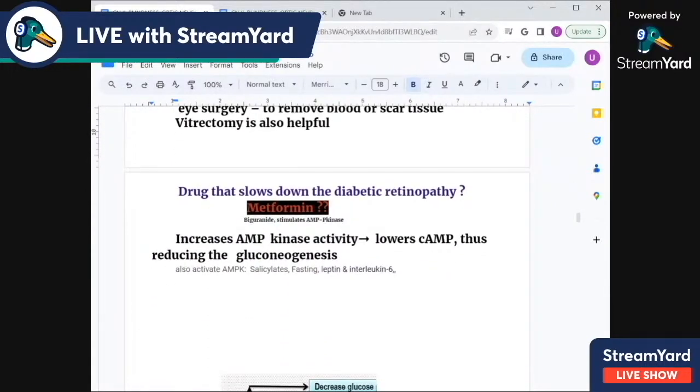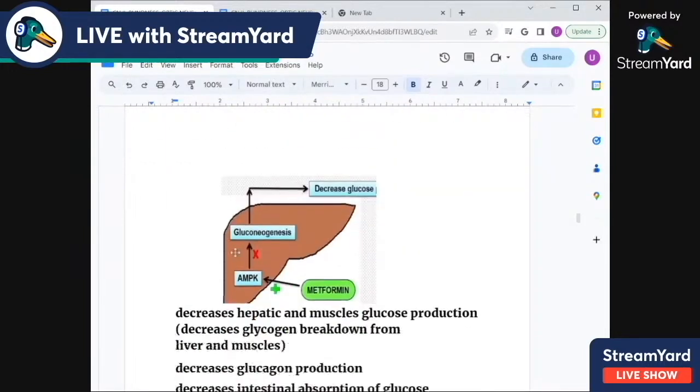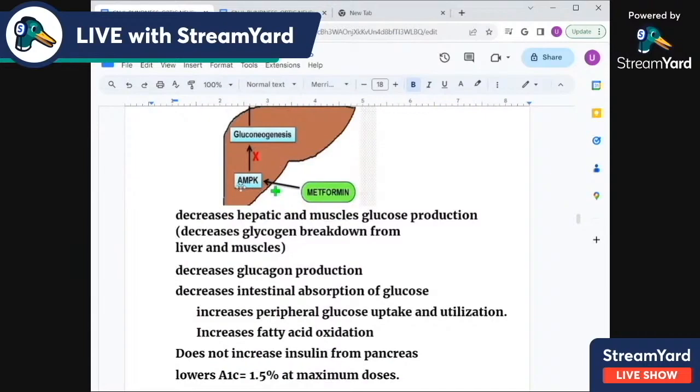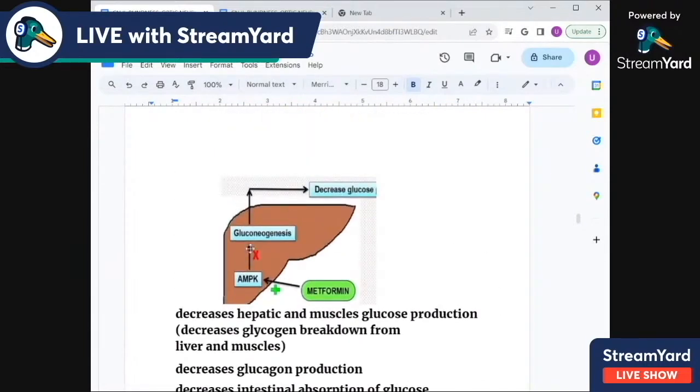So which drug prevents or slows down diabetic retinopathy? It's metformin. Metformin slows down diabetic retinopathy. It's a biguanide. And how does it act? It increases the activity of AMP kinase that inhibits gluconeogenesis, because gluconeogenesis increases the blood sugar. Once it stimulates the AMP kinase that inhibits gluconeogenesis, metformin decreases the GI absorption of glucose. Metformin decreases glucagon production. Glucagon is hyperglycemic by increasing cyclic AMP. Insulin is hypoglycemic. Glucagon is hyperglycemic.